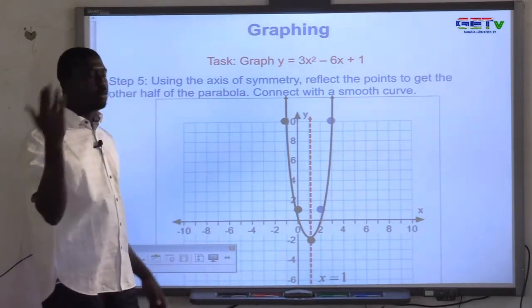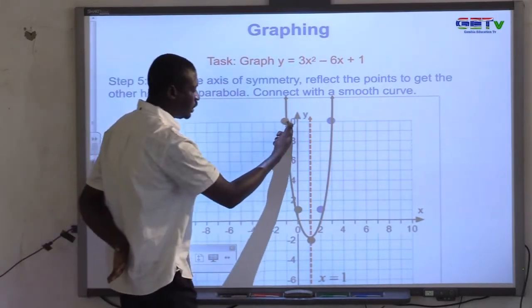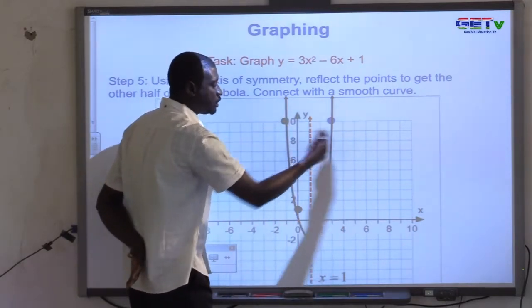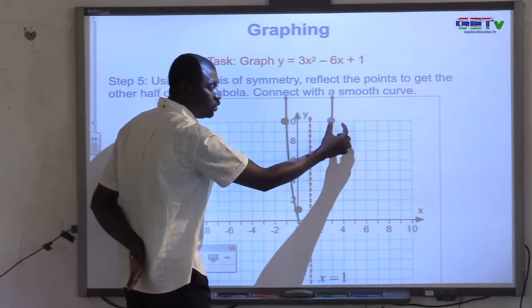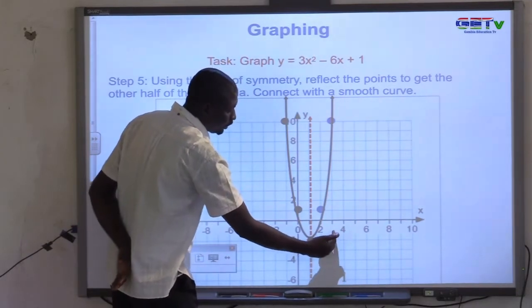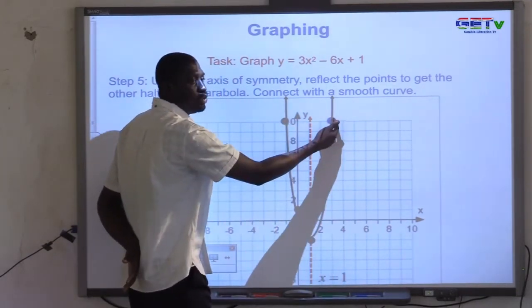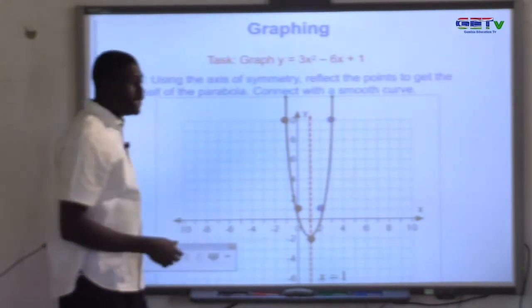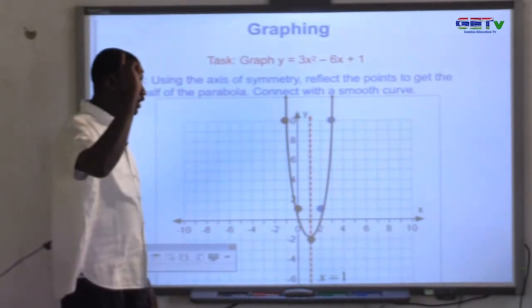And we are going to do the same thing for this point here, that is from -1 and 10. We reflect it on the other side. So this is 2 units, we're going to take 2 units on the other side, so it will be 3 and -10 on the other side. So if you reflect those 2 points, then you connect the other half also with a smooth curve.